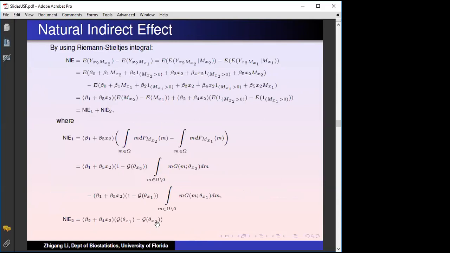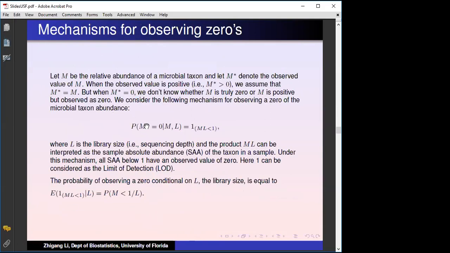So this is the formula for calculating the mediation effects, the two mediation effects. And then the next thing we need to do is to estimate the parameters and then calculate the mediation effect and confidence interval. But to estimate the parameters, we need to deal with this zero-inflated issue. There are a lot of zeros, and some zeros are true zeros, some zeros are false zeros.